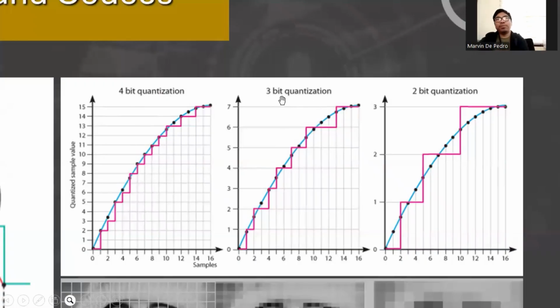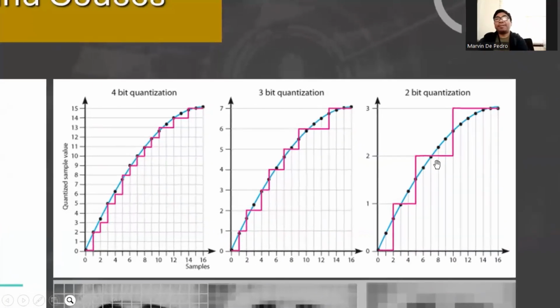Okay. While if we do 3-bit quantization, we have a total of 8 possible values. 2 raised to 3, that's 8. So we can only choose among these 8 values from 0 to 7. So the rounding off will be quite inaccurate already at this point. Okay, so there will be a slight variation. Our signal will be slightly distorted. How much more in this one? So 2 raised to 2, we only have 4 possible levels to choose from for each of our samples.